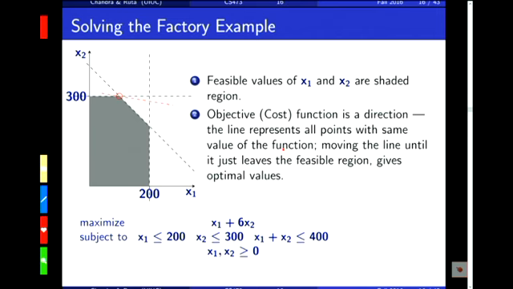And on top of that, you want to maximize this. So what you do is, say you put some value for x1 plus 6x2 equals something, say 1. And that will be a line which may intersect this shaded region. And then keep increasing the right-hand side for that.